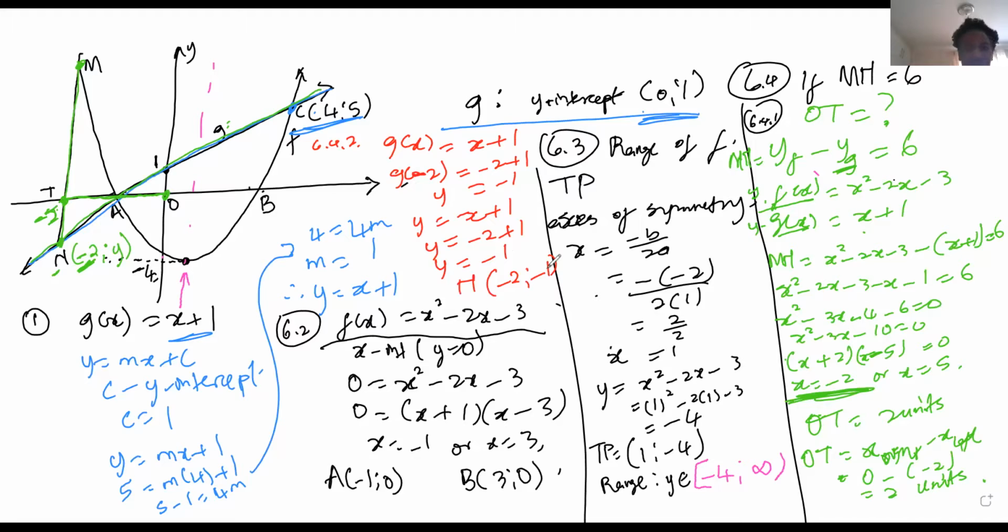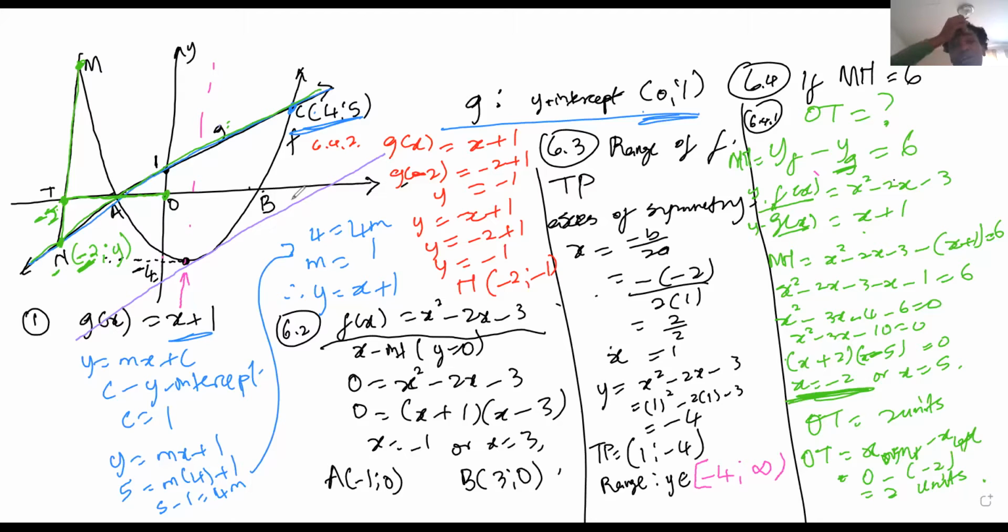Then 6.5, they say, determine the equation of the tangent to f drawn parallel to g. So the equation of a tangent, which color am I going to use? Let me use purple. The equation of a tangent to f must be parallel to g. So this is g, and that parallel line is something like this. They said it's parallel to g.